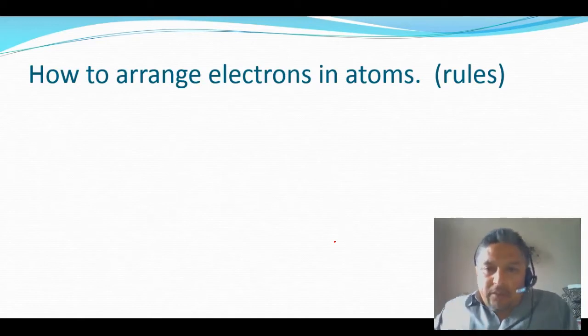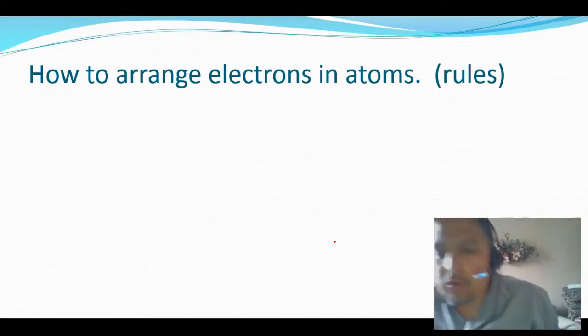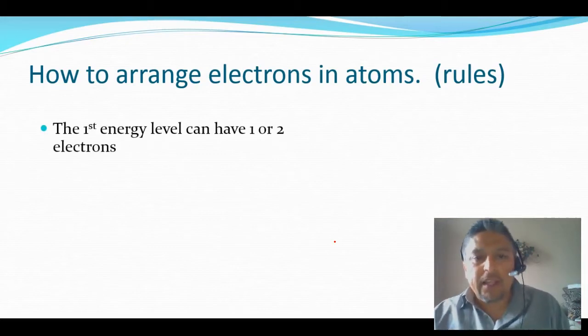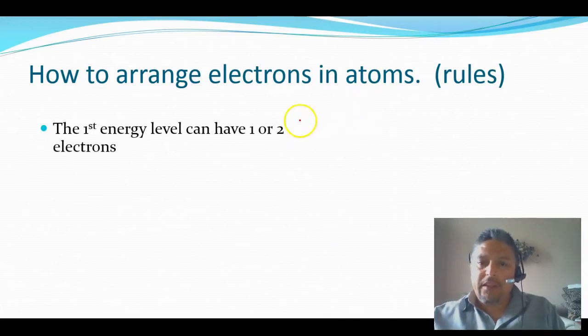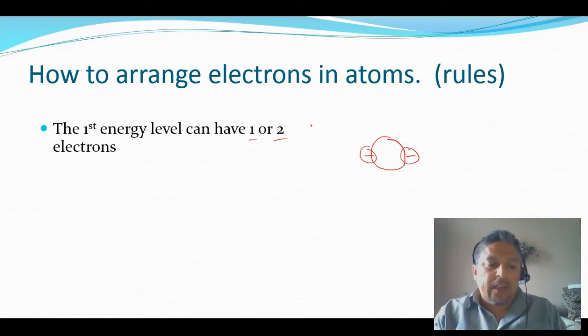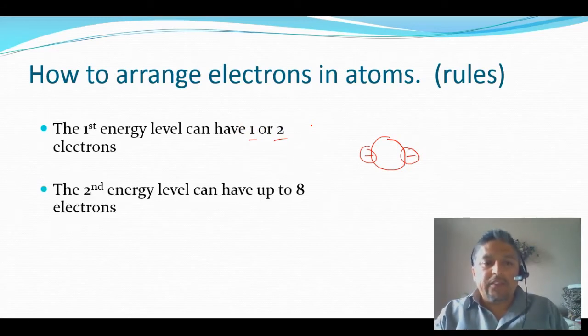How do we arrange electrons in atoms? We need to know a couple of rules before we get started. First of all, the first energy level can have 1 or 2 electrons. That is very easy. We can put an energy level here, and this is acceptable if we have only one electron, and this is also acceptable because, according to this rule, we can have 1 or 2 electrons on the first energy level. The second energy level can have up to 8 electrons.